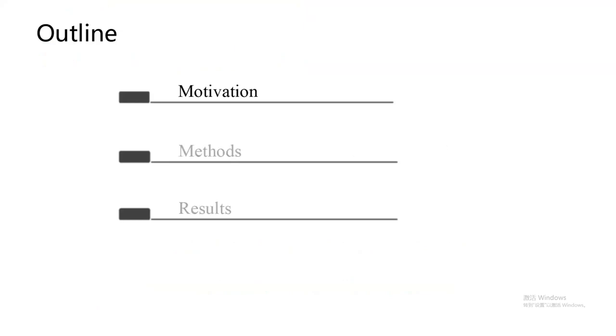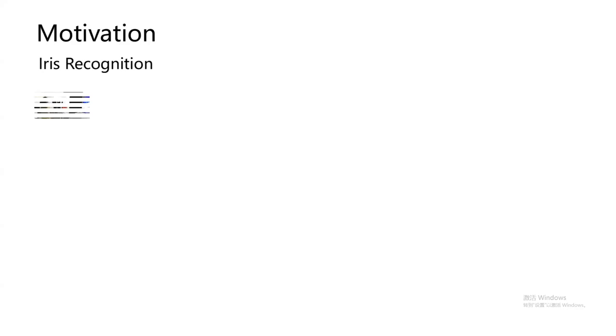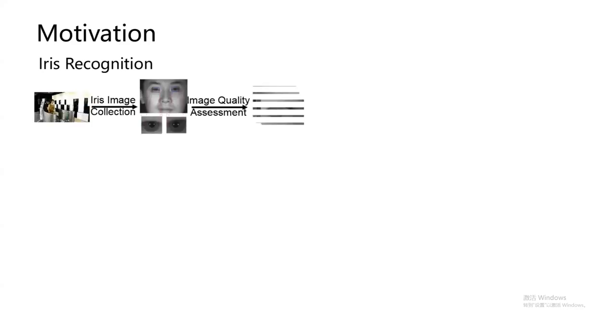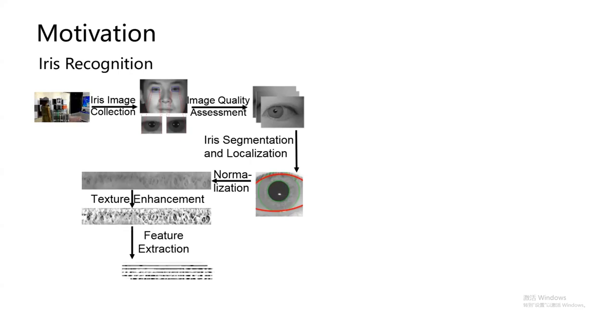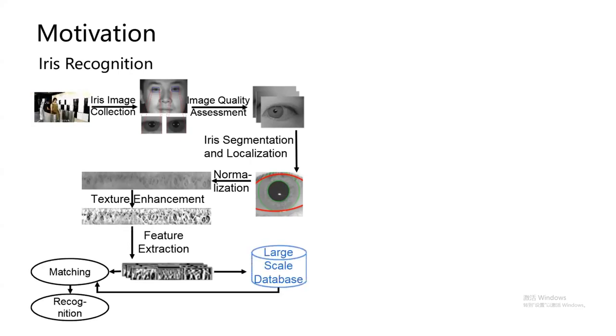First is the motivation. Before introducing our work, I want to briefly introduce iris recognition. As one famous biometrics method, iris recognition has established a complete system, and iris images can be obtained through collection, IQA, segmentation, localization, normalization, and enhancement. Then the iris template is obtained through the feature extractors.